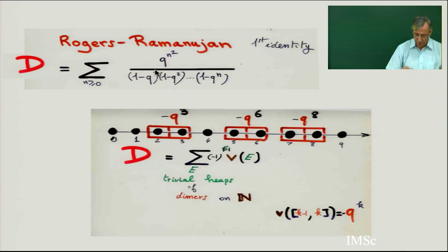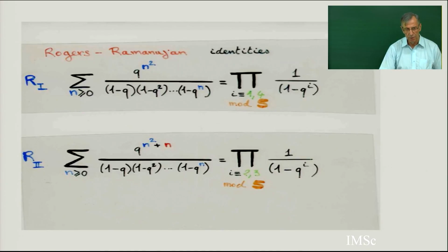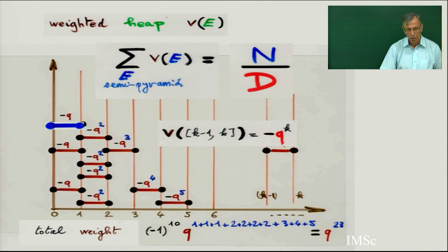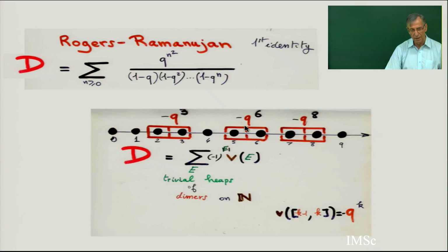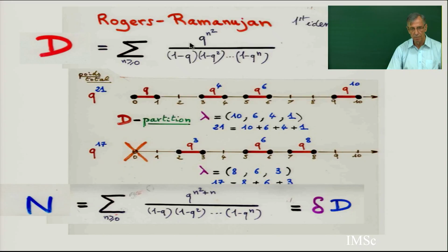And so if I take the generating function for semi-pyramids of dimers, my generating function before, here, generating function for semi-pyramids of dimers. So I claim I apply the inversion lemma, N divided by D, and I claim now that N and D are exactly, D is exactly the left-hand side of the first Rogers-Ramanujan identity. So this is D.